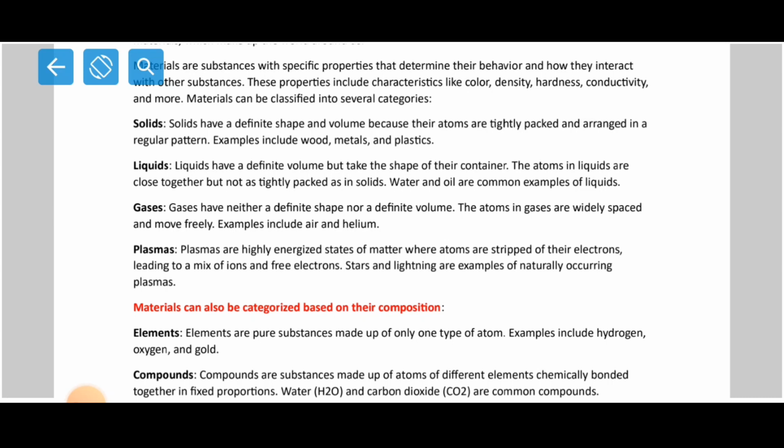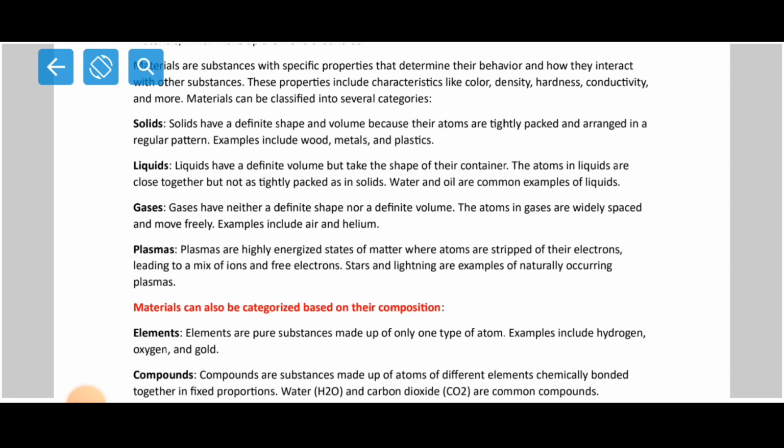So the molecules or the atoms in gas material are very loosely packed and they are free to move. That's why they do not have a definite shape and volume. All right, examples include air and helium. So air and helium are two examples of gases, right? And you know many more examples of gases, right?